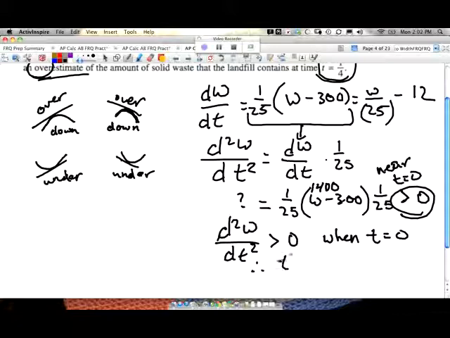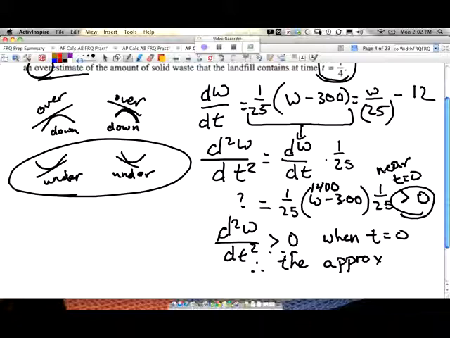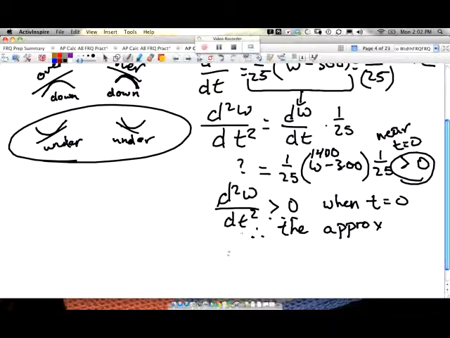Therefore, the approximation is what? Okay, so we are greater than 0. That means we're positive. That means we're concave up. That means we have an underestimate. The approximation is an underestimate. Booyah. Next.